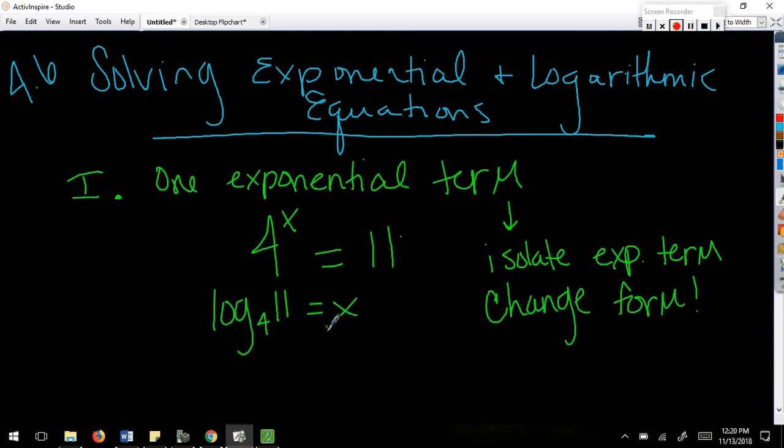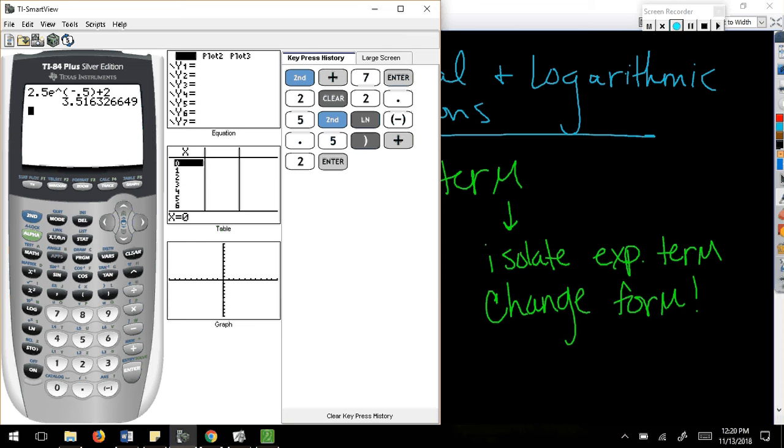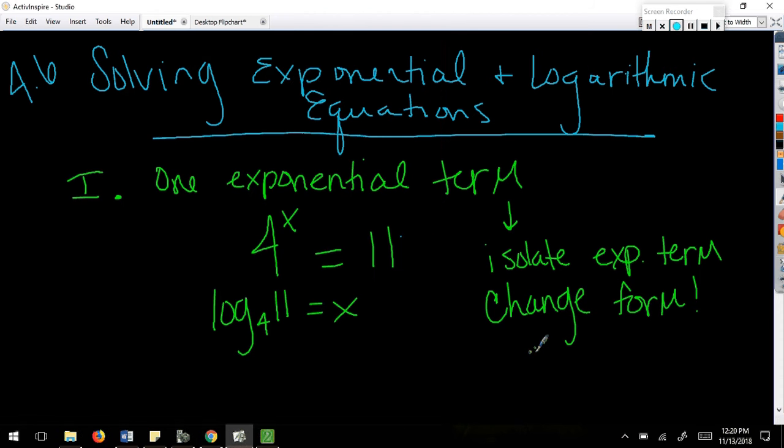To find the value of log base 4 of 11, you do log 11 divided by log 4. Good job, Lizzie. 1.73 is approximately what my x is. I'm more worried about your process in getting there than I am about that, unless it's indicated.